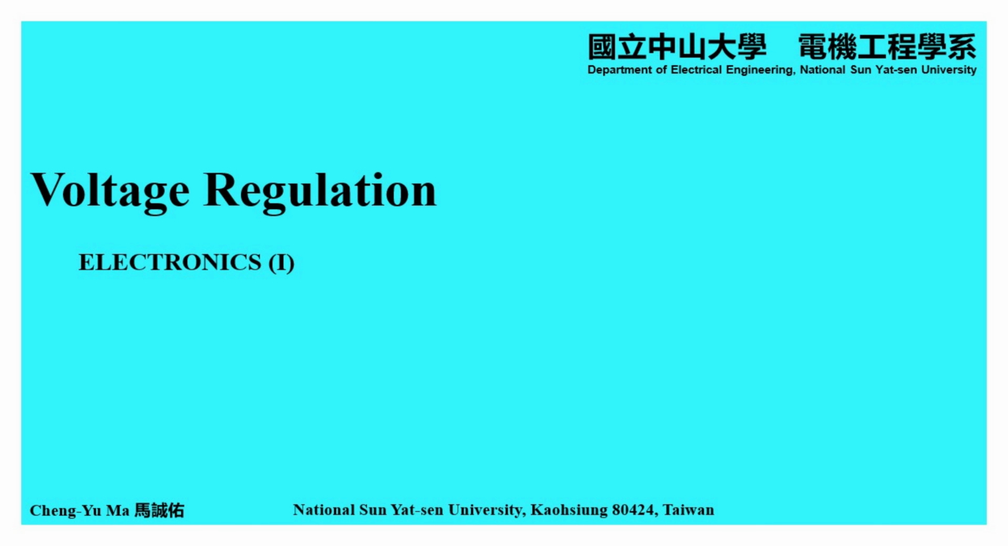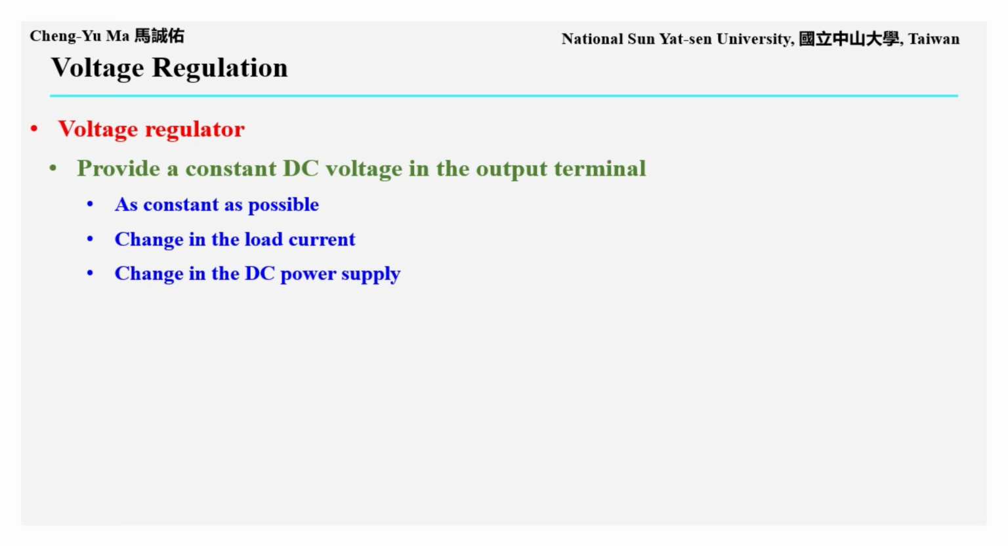Hello, everyone. In this section, we will discuss voltage regulation as an application of diodes in electronics. The purpose of a voltage regulator is to provide a stable DC output voltage. Ideally, this output voltage should remain as constant as possible.